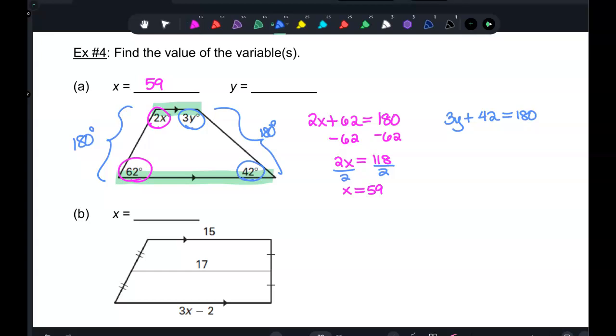All right, over here I have 3y plus 42 equals 180. So I'm going to subtract 42. So 180 minus 42, I'm going to get 3y equals 138. Divide both sides by 3. And I get y equals 46.